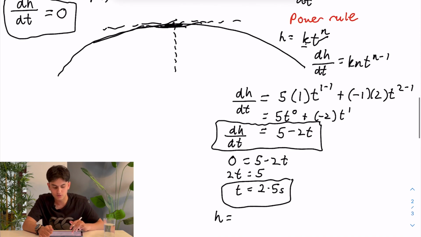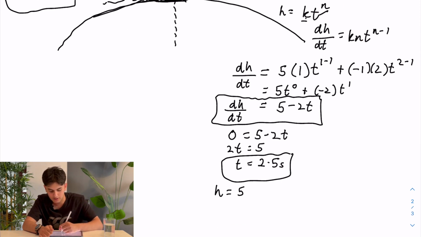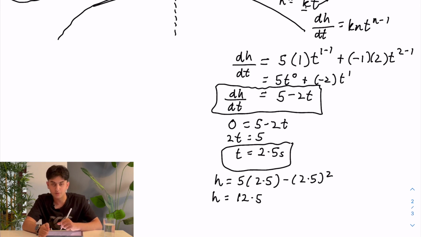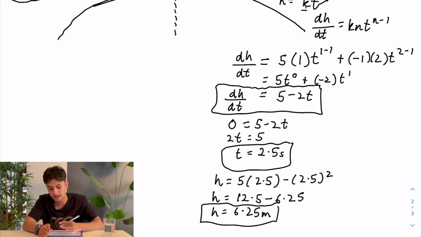So h equals 5t, so 5 times 2.5 minus t squared, which is 2.5 squared. So h equals 5 times 2.5 is 12.5, and 2.5 squared is 6.25. So our height is 12.5 minus 6.25, which is just 6.25. And again, we get the same solution. Our max height is 6.25 meters.